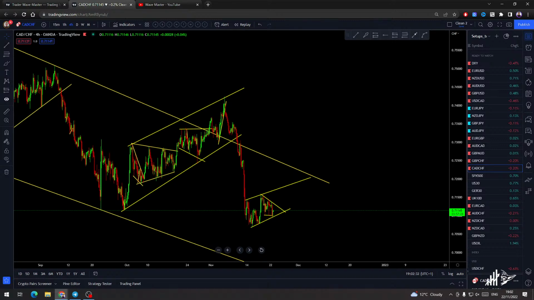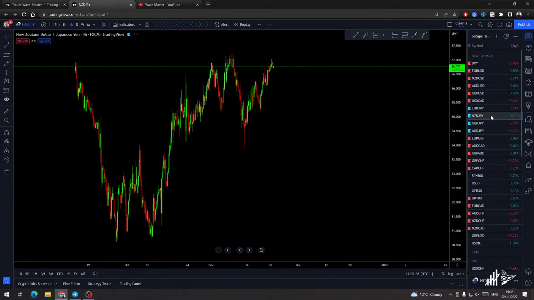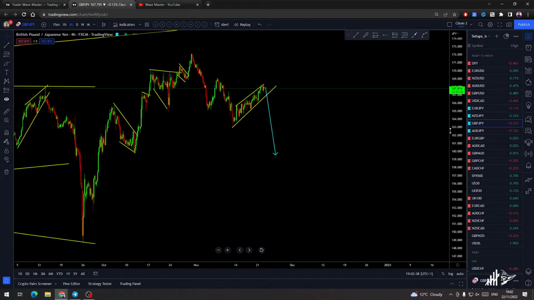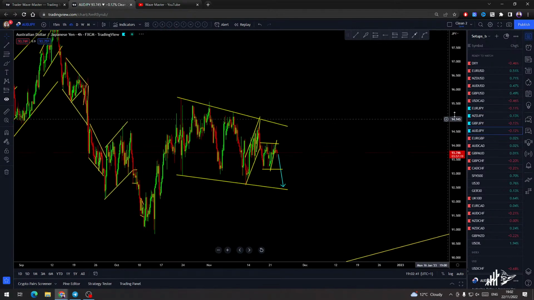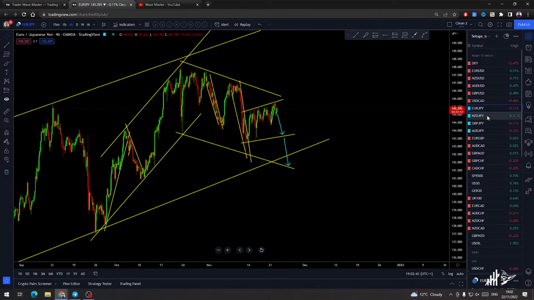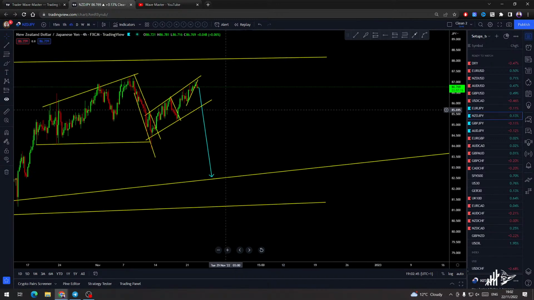JPY pairs getting ready to sell. Yeah, they are very good looking for a sell. No, don't sell it now. You have to wait, my friend. Wait a little bit more. You need strong reactions. You need some more red candles, let's say like that. That's the easiest explanation.